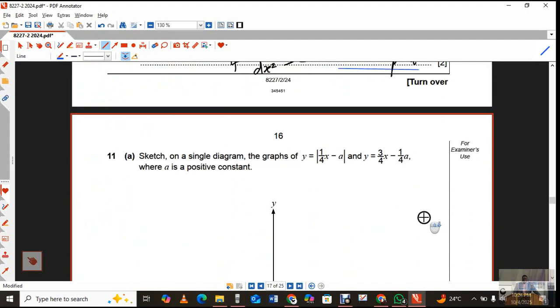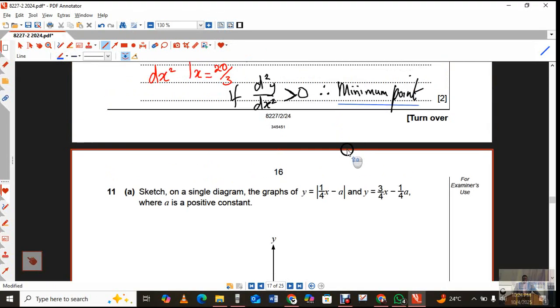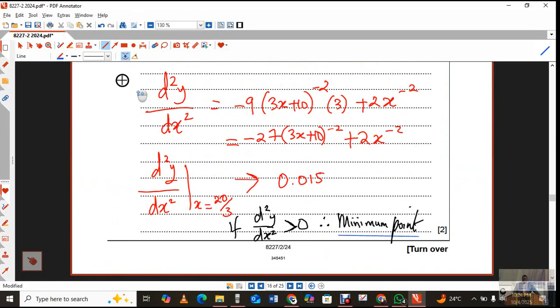Very interesting question indeed. That brings me to question 11. Question 11 says we must sketch. We have an absolute value graph, and these things are given in terms of A, nothing to be afraid of. There are quite a few things that I would probably want to emphasize before I append the page.